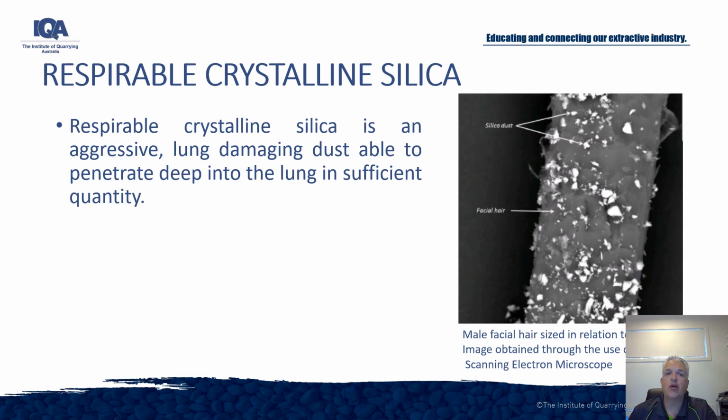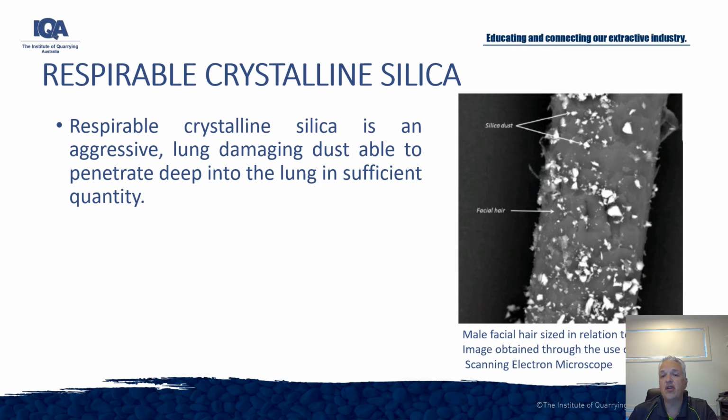Now we're talking about respirable crystalline silica. These particle sizes, like I said, are less than 10 microns, so we're talking about the small fractions. Respirable crystalline silica is an aggressive lung-damaging dust, able to penetrate deep into your lungs in significant quantities. These are the dusts that can penetrate down into your alveoli, the section where the oxygen and the bloodstream interact. If you've got significant particles there, they cause a lot of damage, and your lung function decreases significantly.